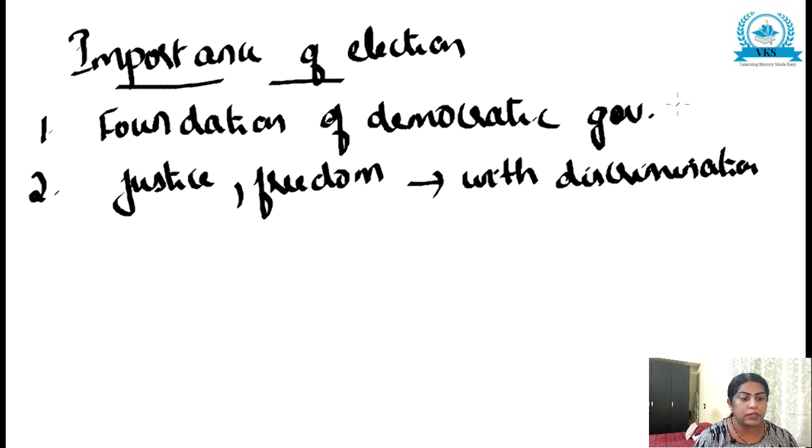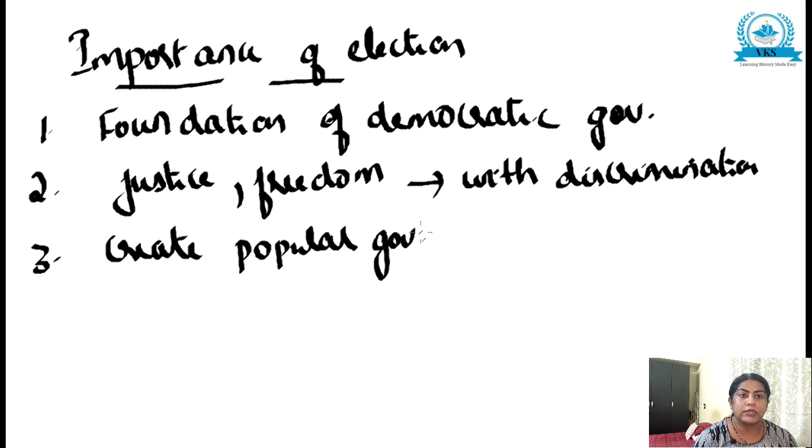Now the third point is it is designed to create a popular government. We have already studied in the process of election how people choose the political party which they favor and how they create a popular government. So it is designed to create a popular government.